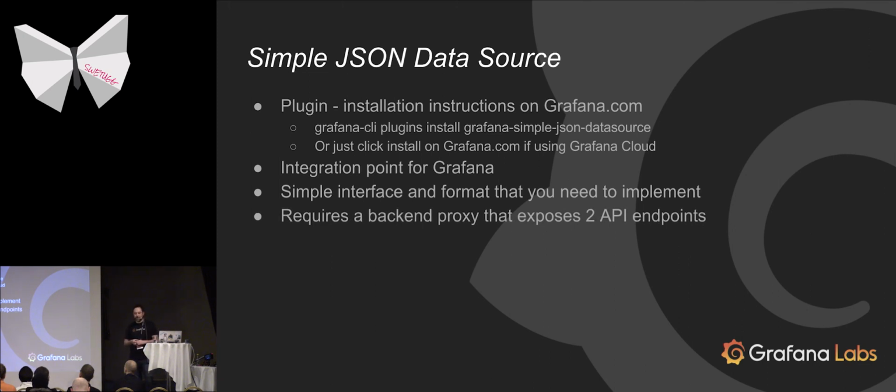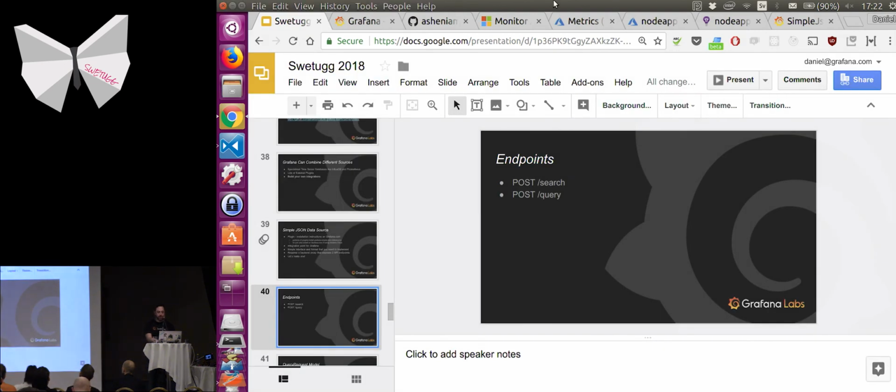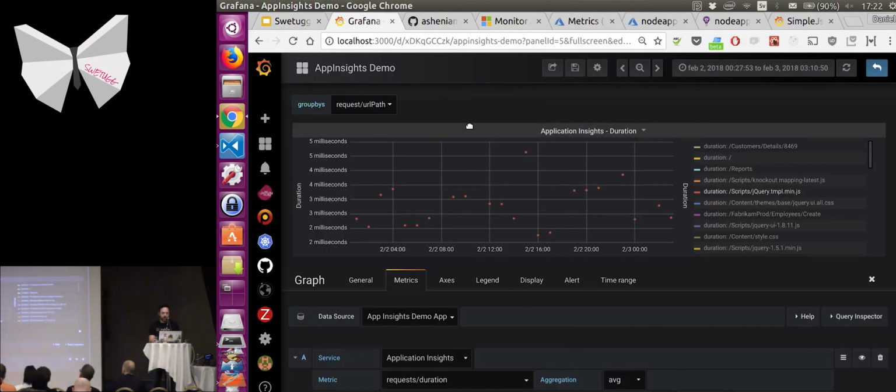I'm going to do this in a .NET Core Web API. It's a very simple Web API backend that has two endpoints that basically take in a request and return a response. So let's make one. The two endpoints are called search and query. I think we'll start by showing what those two endpoints do.